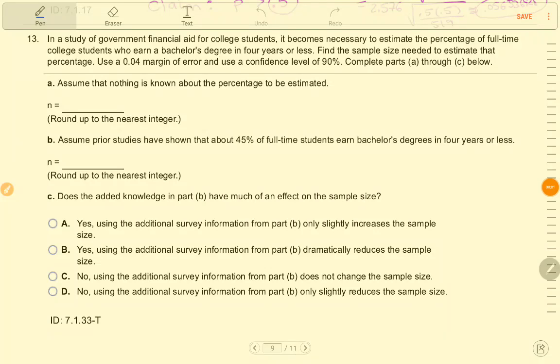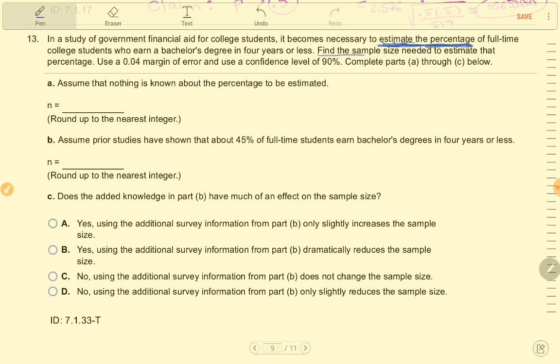Okay, this is a different type of question where we are trying to figure out how much data we need in order to reach a certain level of confidence for our interval estimate. So let's read it. It says, in a study of government financial aid for college students, it becomes necessary to estimate the percentage. So we want to estimate the percentage or the proportion. We're going to estimate the population proportion of full-time college students who earn a bachelor's degree in 4 years or less. Find the sample size.